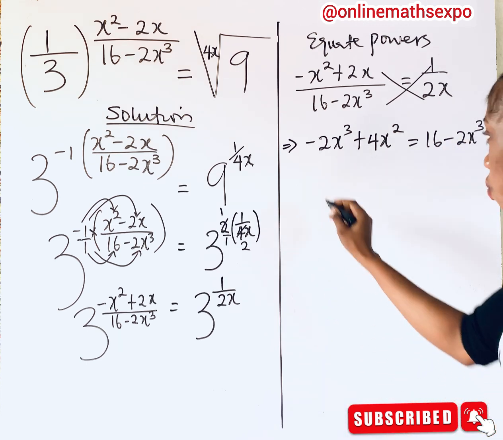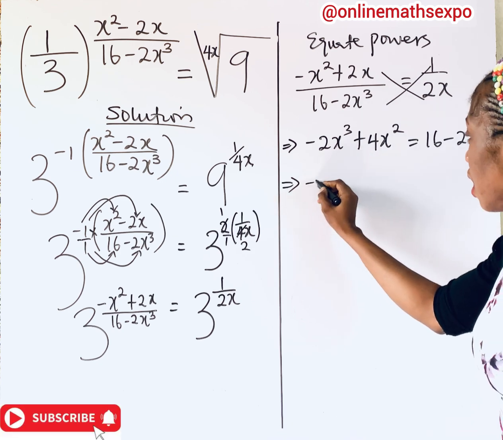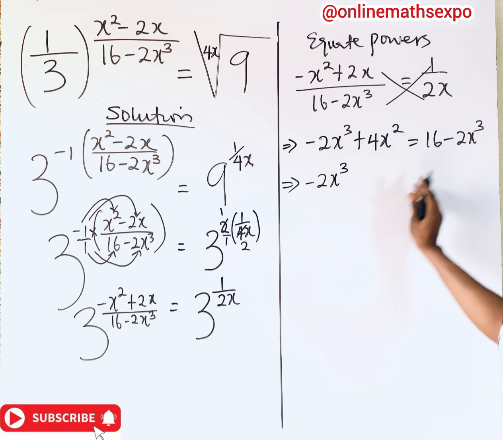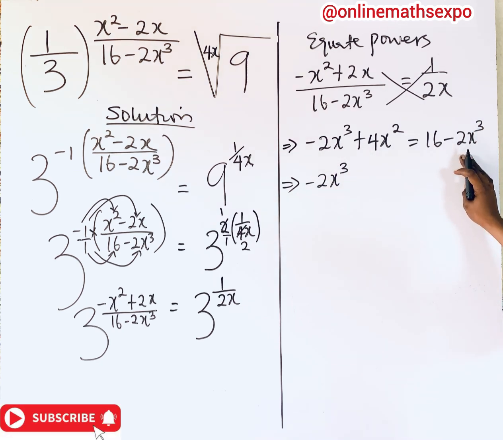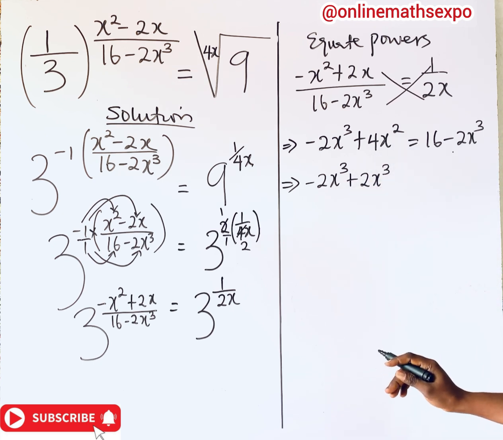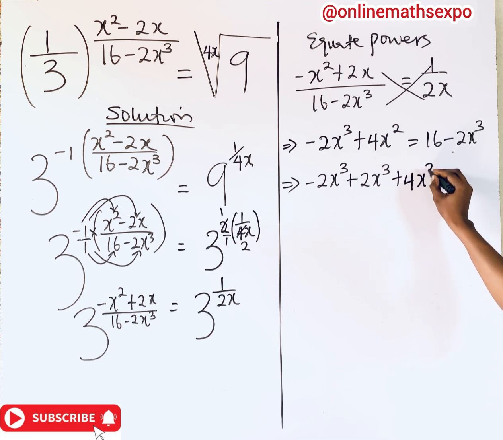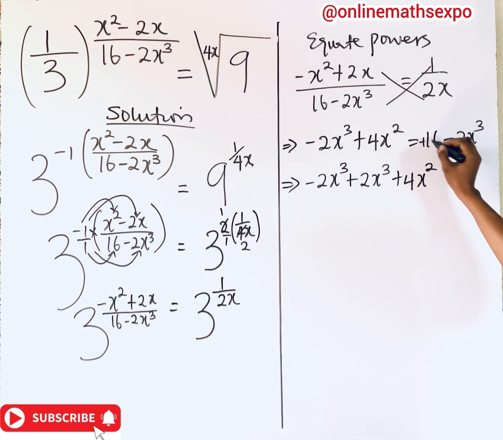So what do we do? We are going to collect, bring them together. So we have negative 2x cubed. Remember, this is negative, okay? And because it's negative, you are going to add to both sides. So if you add, here is going to be 2x cubed. I hope that is clear. Okay. So we have plus 4x squared. Did you see that? Then this is positive also.